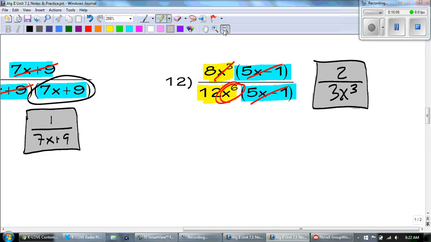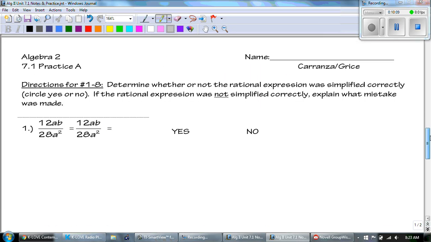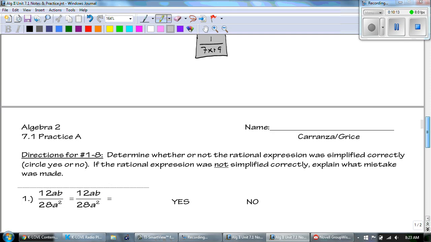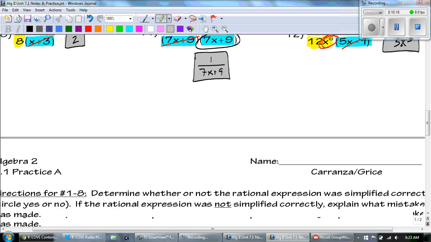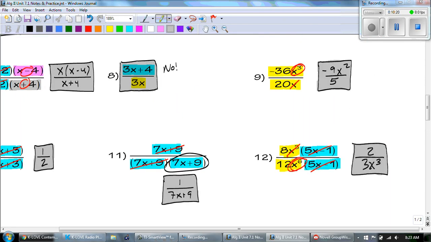So your homework on the other side, 7.1 practice, A. Oh, mine's all jacked up so you can't really see it. Right? Or can I zoom in? Oh, that's all that came out. All right, well, that's what it is.